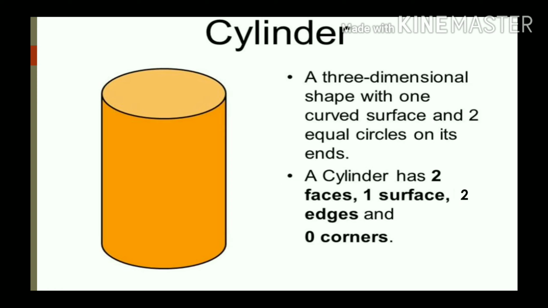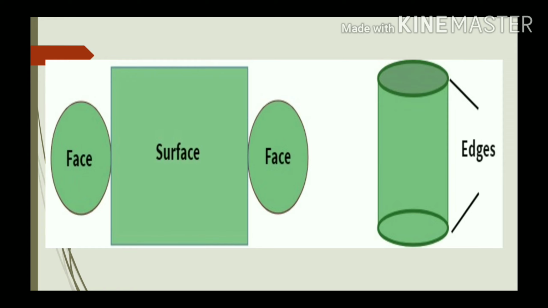Now, the next 3D shape is cylinder, a three-dimensional shape with one curved surface and two equal circles on its ends. That is called cylinder. So, students, we can say a cylinder has two flat faces, one curved surface, two edges, and zero corners. Here we can see an open form of a cylinder. When you open a cylinder, you will get two circular faces and one square or rectangular surface. Here you can see the two curved edges we get in a cylinder.